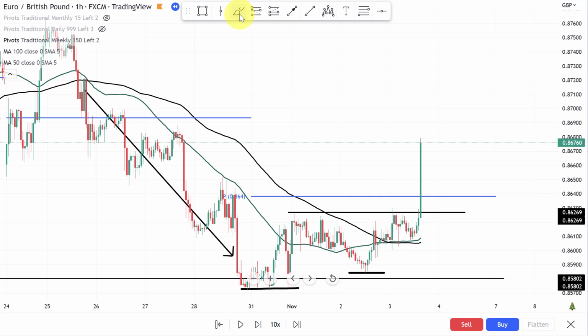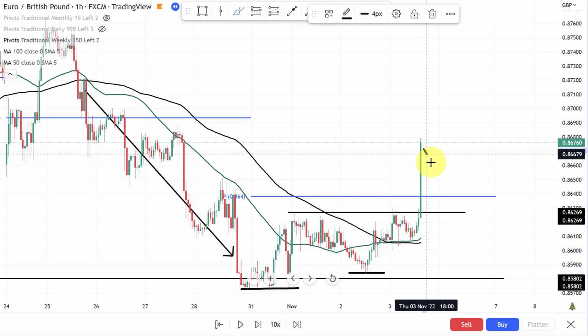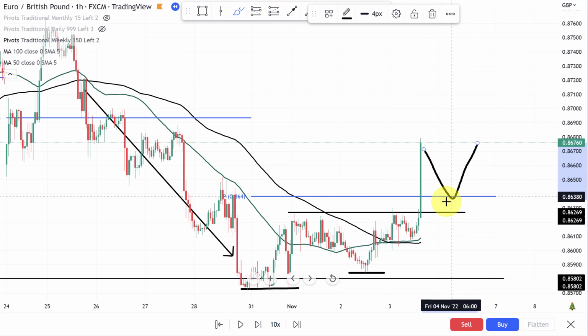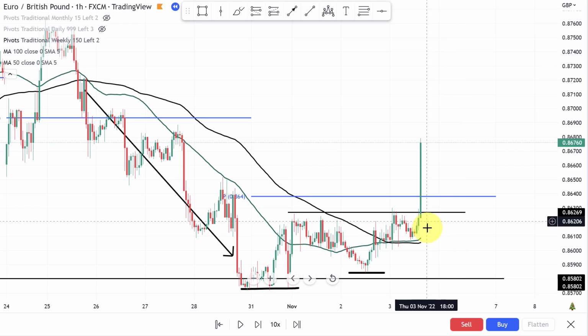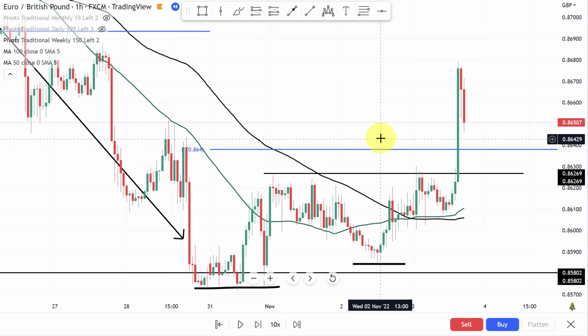So sometimes you will get those big breakouts, they're not tradable, but what I would be waiting for is a retest back into the zone. If we get the retest, we can get into a long trade much closer to the pivot, and then our stop loss down here would still give us a good reward to risk ratio.